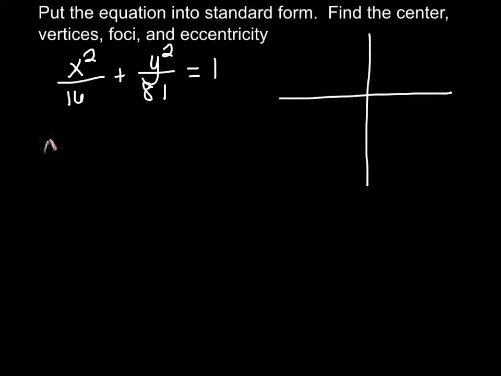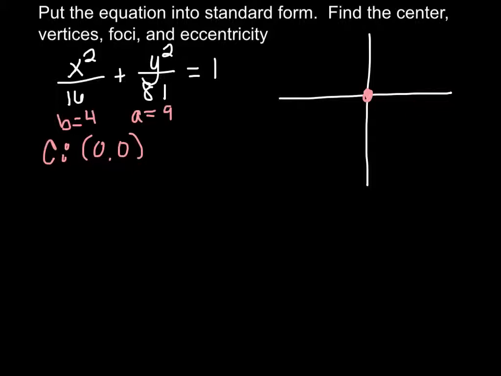To start this problem, we're going to recognize where the center of this ellipse is. And the center is at the origin because there's no parentheses with the x and the y. My a's and b's: my a is under the major focus, which is the longer one. So my a is the square root of 81, which is 9. And my b is the square root of 16, which is 4.